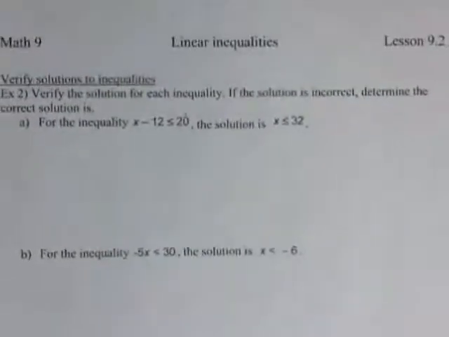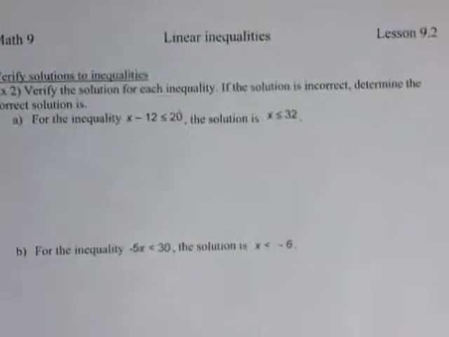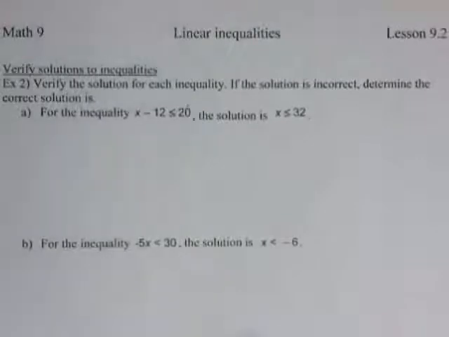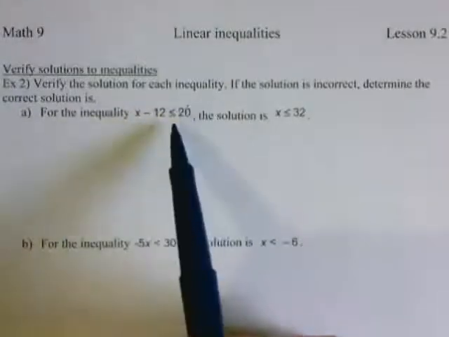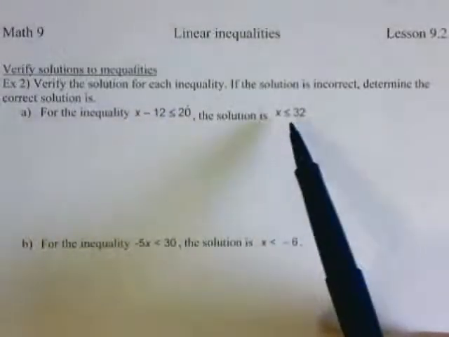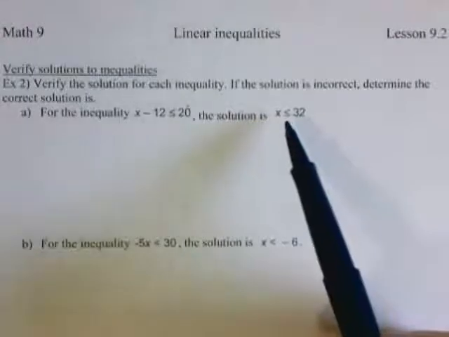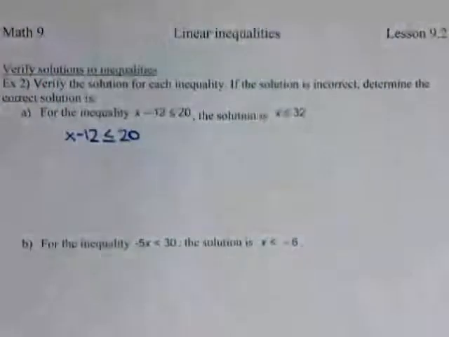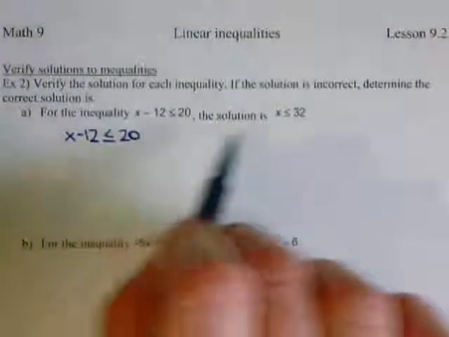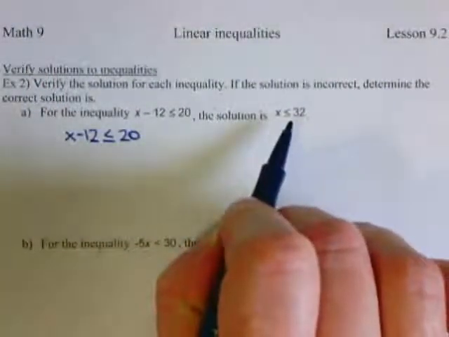So, let's go on to example number 2. We're going to verify if a solution for each inequality is actually the correct solution. So this is my inequality right here, and this is what supposedly is the solution. I have to prove if this is or is not the solution. So here's how we do this. Show your work as always, and then we're going to prove if this is or is not the correct solution.